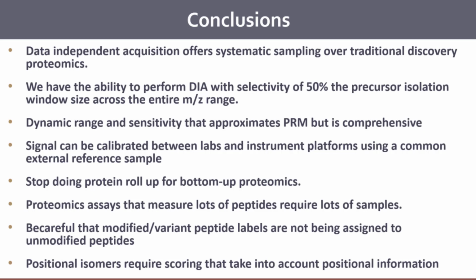Basically, we're using the extra information of that on-column chromatogram library to gain back some of the selectivity that's lost from using a wide precursor isolation window. For dynamic range, signal can be calibrated between labs and instrument platforms using common external reference samples. I think this is something where we need to put more effort, and think about, for different sample types, what should be the common reference.